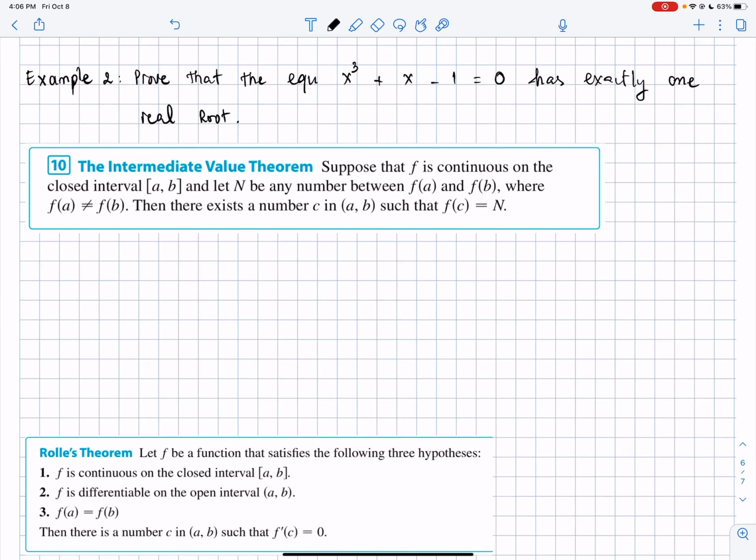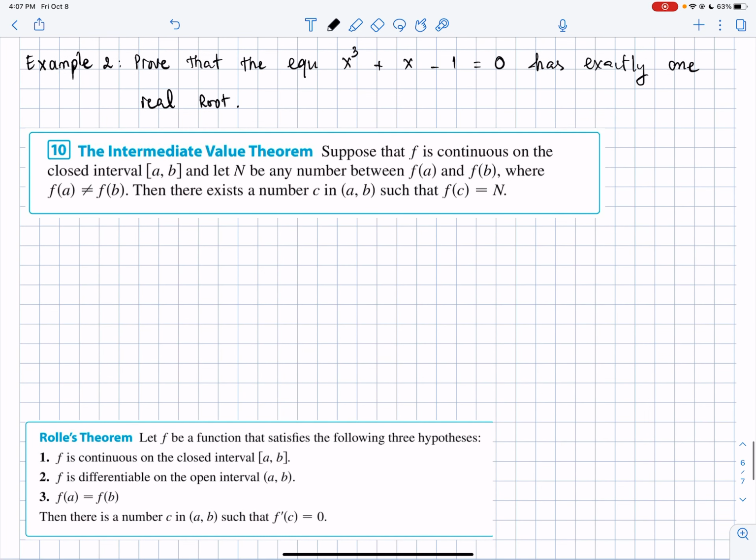Example number 2. Prove that the equation x cubed plus x minus 1 equal to 0 has exactly one real root. For this problem, we will use two theorems to prove. The first one we will use the intermediate value theorem, and the second one we will use the Euler theorem.